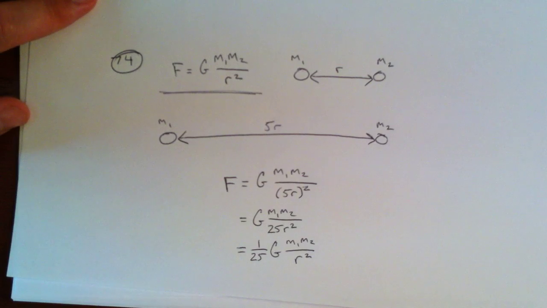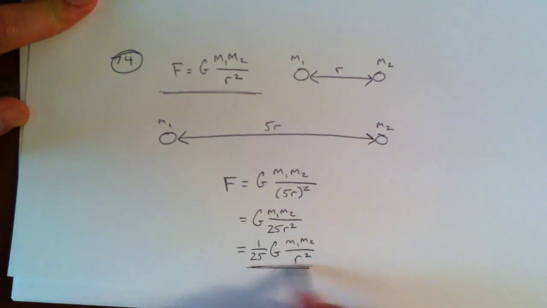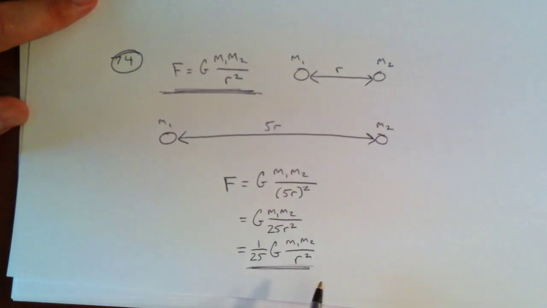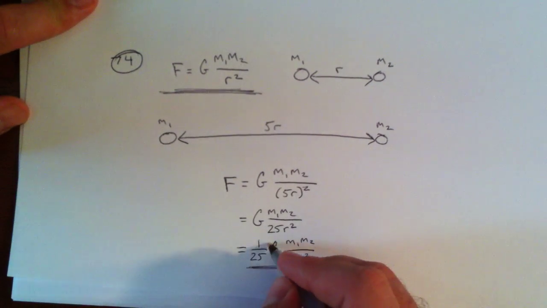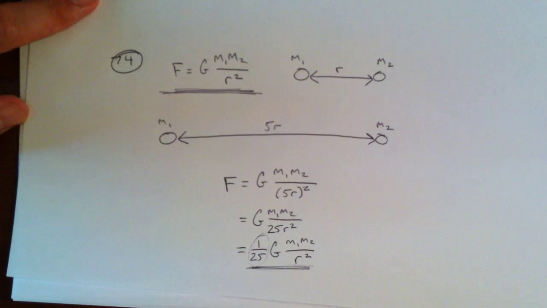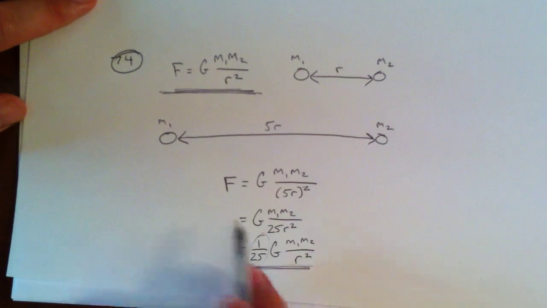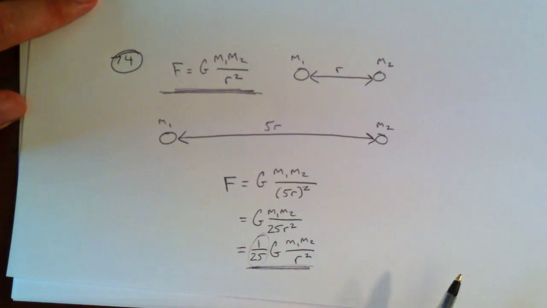Right? And so this is the force when they're 5r apart. This is the force when they're r apart. How do they differ? They differ by this 1 over 25 term. So when you move them 5 times the distance apart, it's 1/25 of the force. So the key thing here is that you have to remember that the distance is squared.